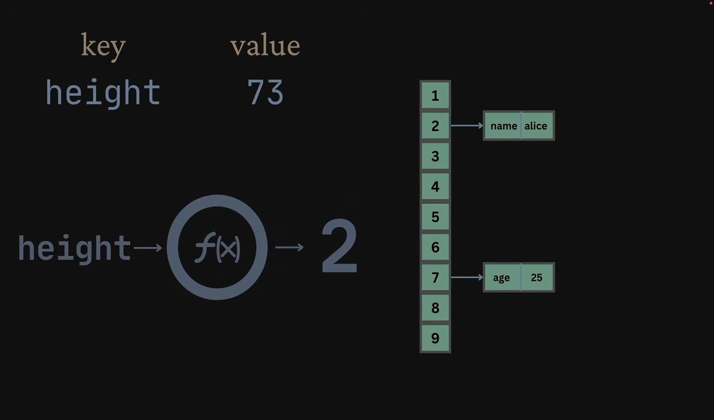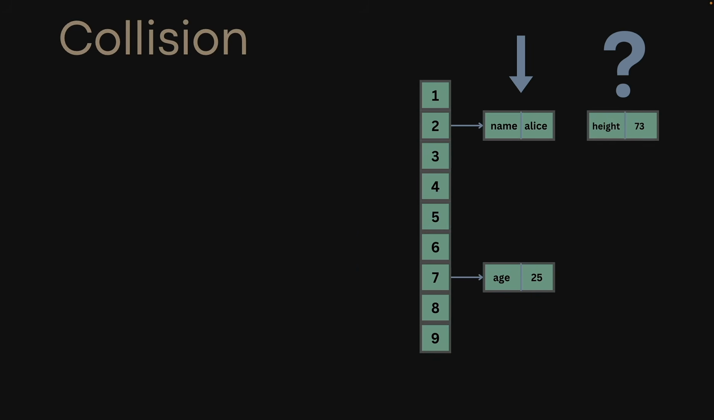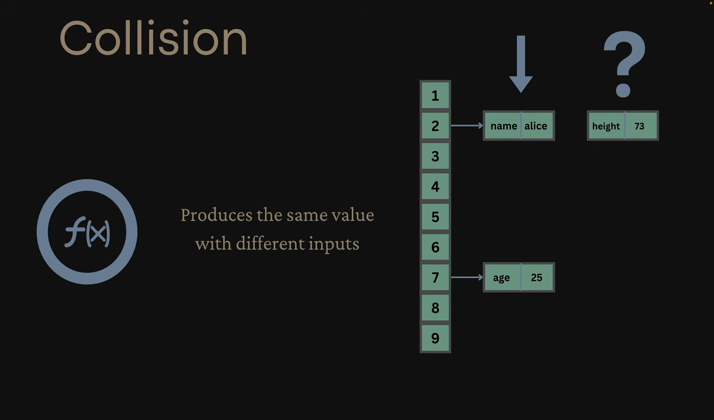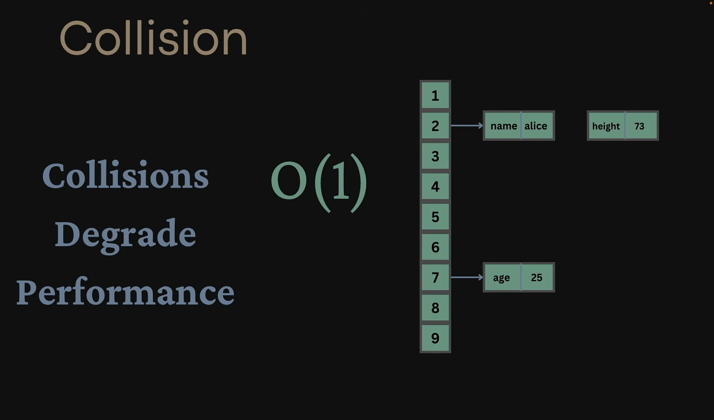What happens if we try to add an entry into an index that's already occupied? Where does the new entry go? This is called a collision and happens when the hash function produces the same value with different inputs. Collisions degrade performance. It takes us from constant time on average to linear time, or O of n in the worst case. There are 2 common ways to resolve collisions.